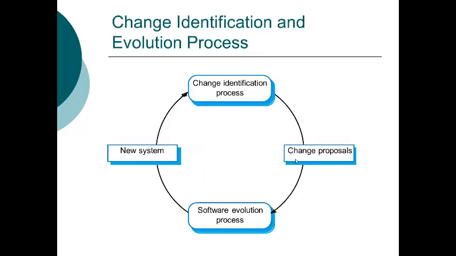So here's a cycle one. You have your new system. You have the change identification process, so what needs to change or what the users are asking for. Those get put into change proposals that are evaluated, and then the system evolves, which results in a new system.